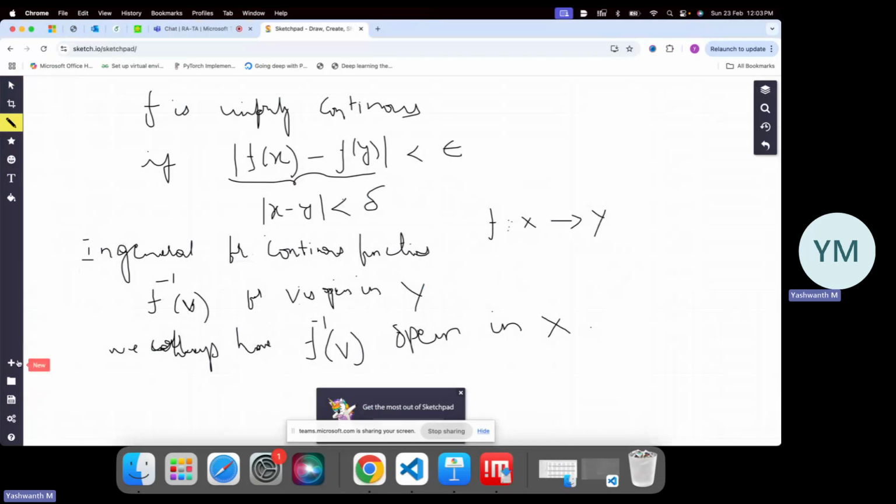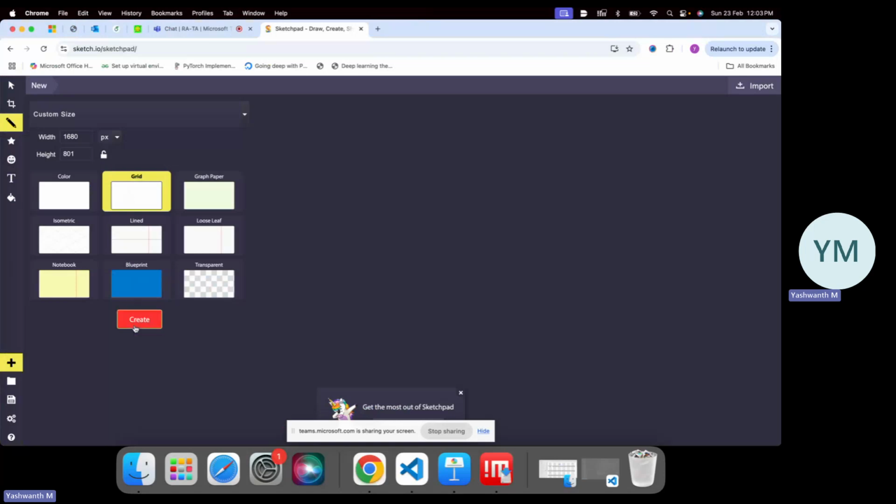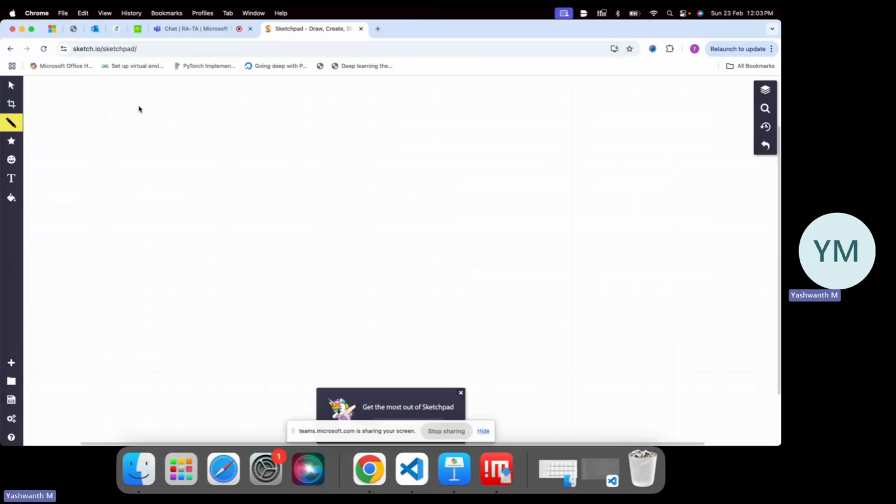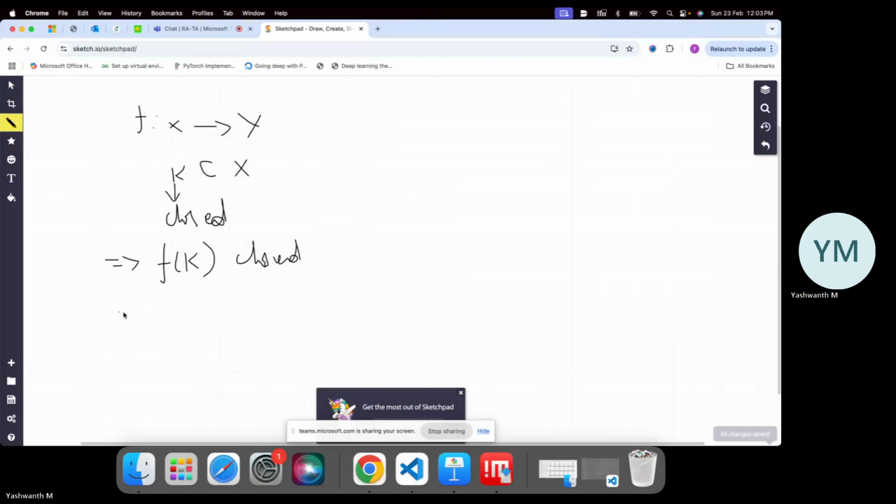But the question that was asked is, if f maps x to y and some subset k of x is closed, do we have that f of k is closed? This is not true. This is false.